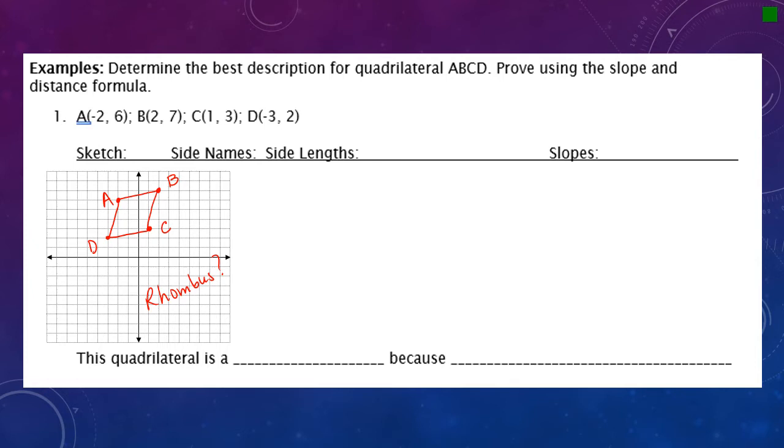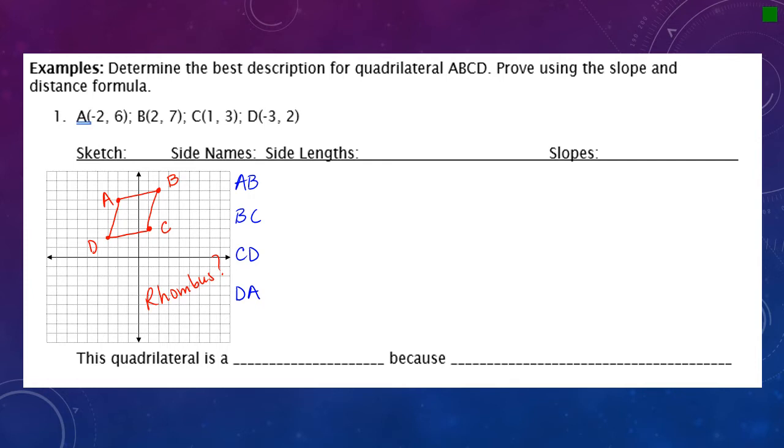So next thing I want to do is write out all my side names. And I would do this by looking at your sketch and not by looking at the points, because sometimes the points may not be in the correct order. So the first side is AB, and then I have BC, CD, and DA.